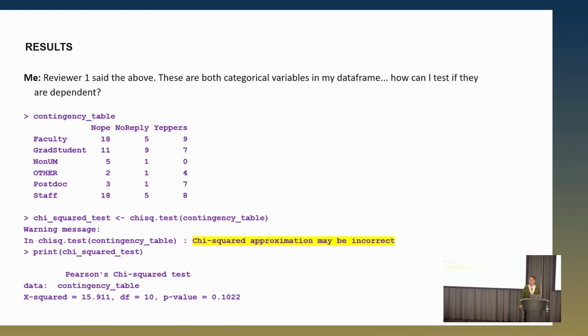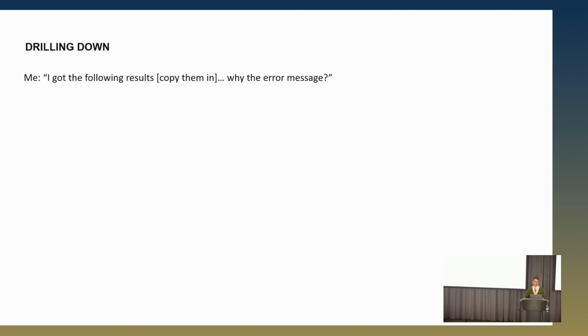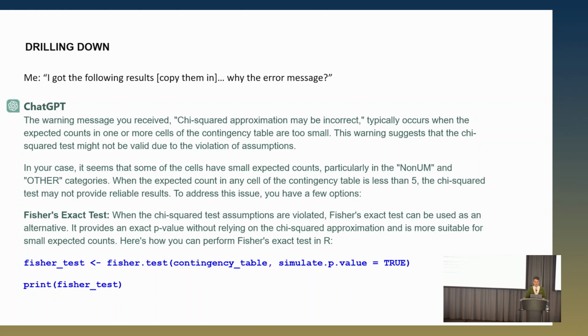So instead of going to a textbook on categorical data analysis, what would I do instead? I would say, hey, ChatGPT, help me out with this. I got the following results. Why the error message? I'll just save a bit of time, and it tells me what the whole problem is, that it might be incorrect, and it suggests something called Fisher's exact test.